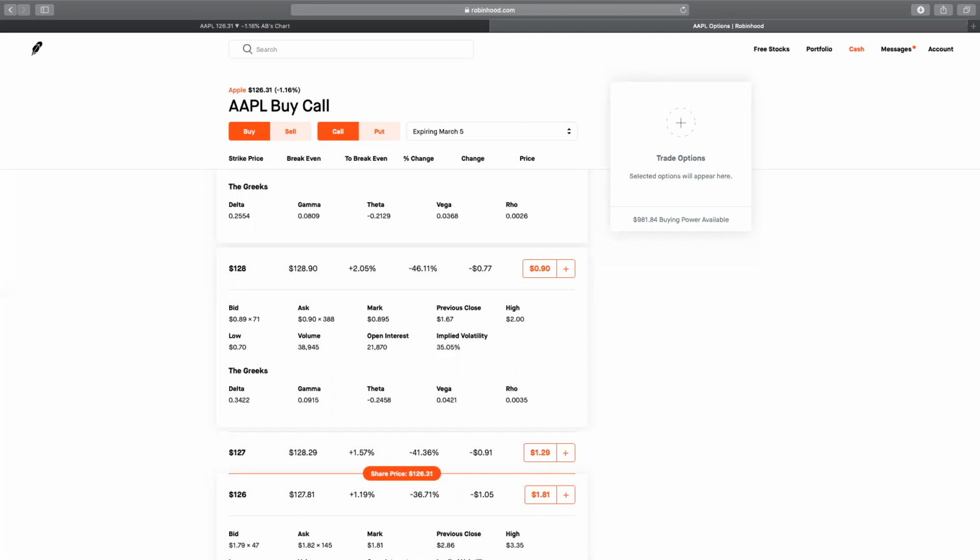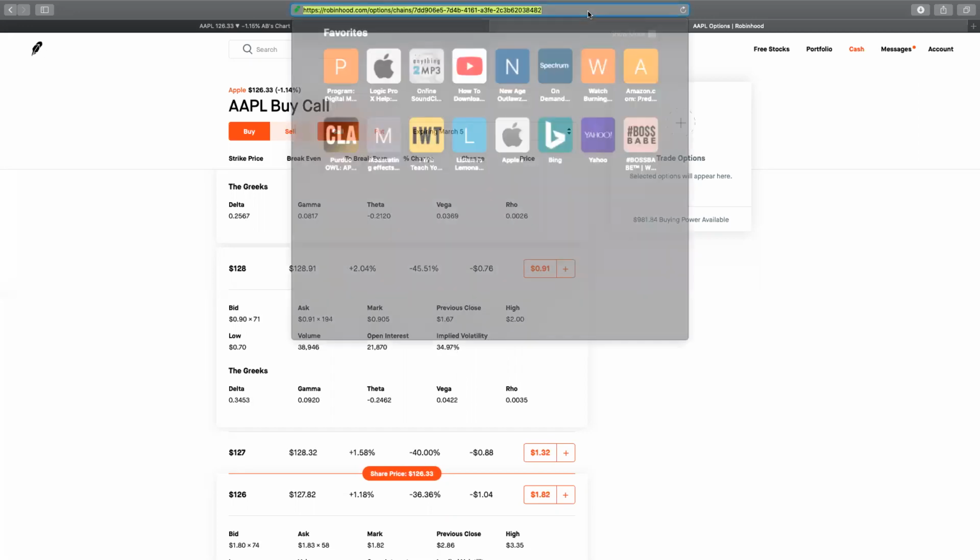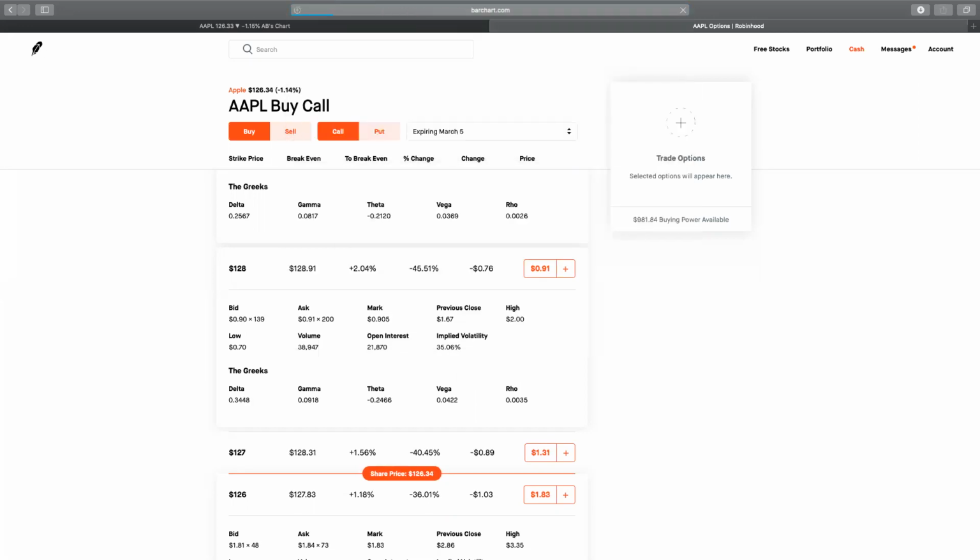Asking about the volatility. Obviously, you can see it here, but you can also see it on Barchart. If you go to Barchart, you can look up your stocks and it'll actually give you the volatility on those positions as well.